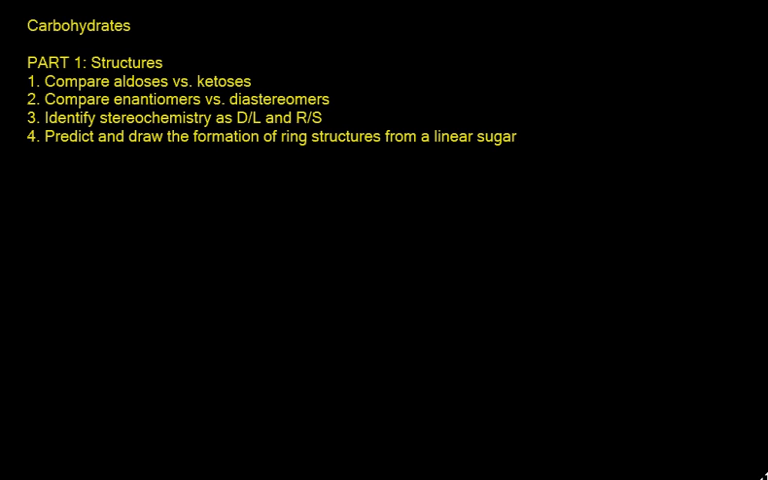Okay, in this chapter we're going to talk about carbohydrates. And the first part of that is just brushing on the structures and a little bit of the nomenclature. So we're going to compare aldoses and ketoses, enantiomers and diastereomers, stereochemistry as D/L or R/S, and predict and draw the formation of ring structures from a linear sugar.